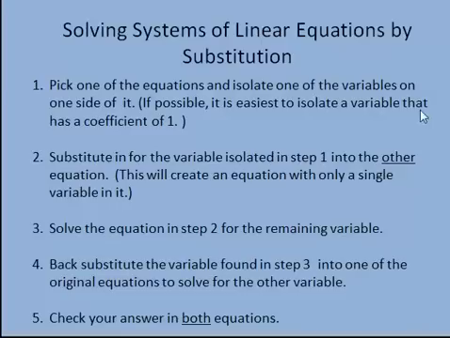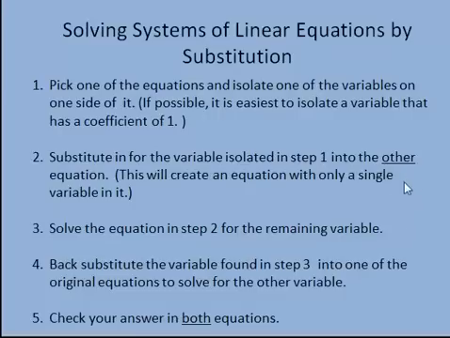Your first step is to pick one of the equations and isolate one of the variables on one side of it. Generally speaking, if you can isolate a variable that has a coefficient of 1, that's the variable you should isolate, mainly because it's easier to solve for that one. Once you have that, you want to substitute that variable into the other equation, the equation that you didn't use in step 1, and this will create an equation with only a single variable remaining in it. So you're substituting into the other equation.